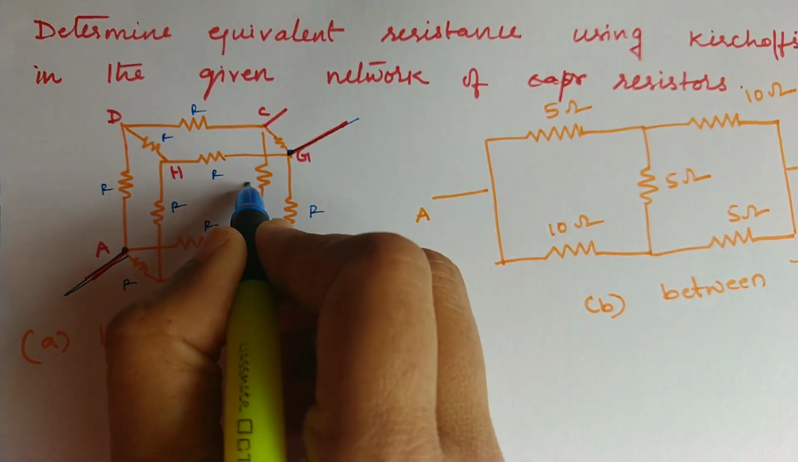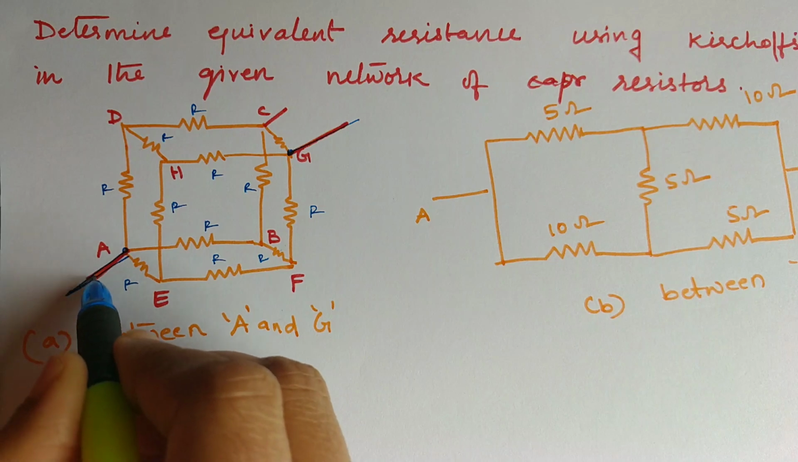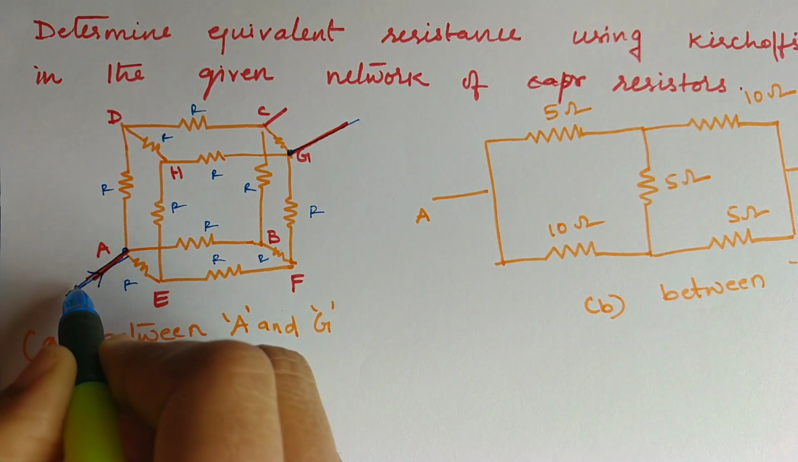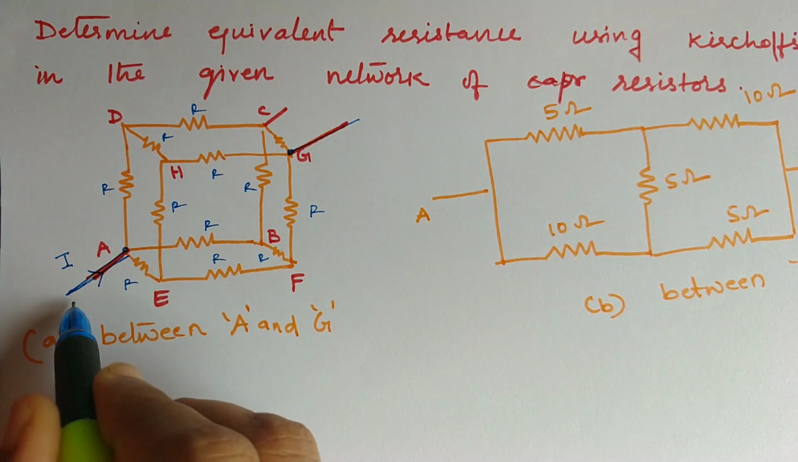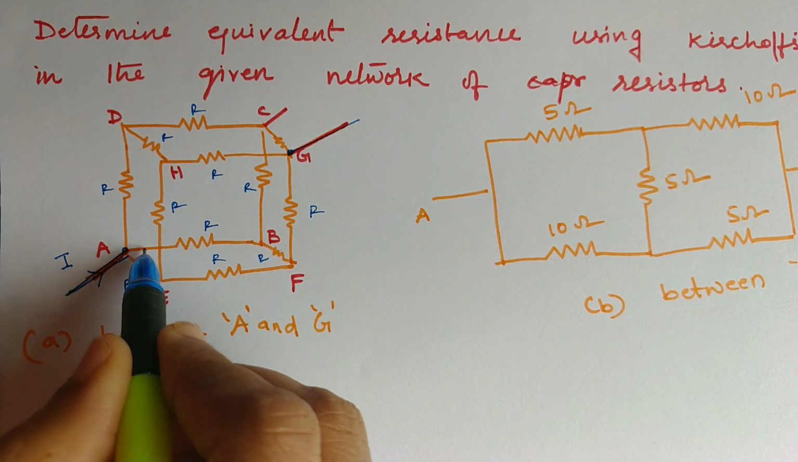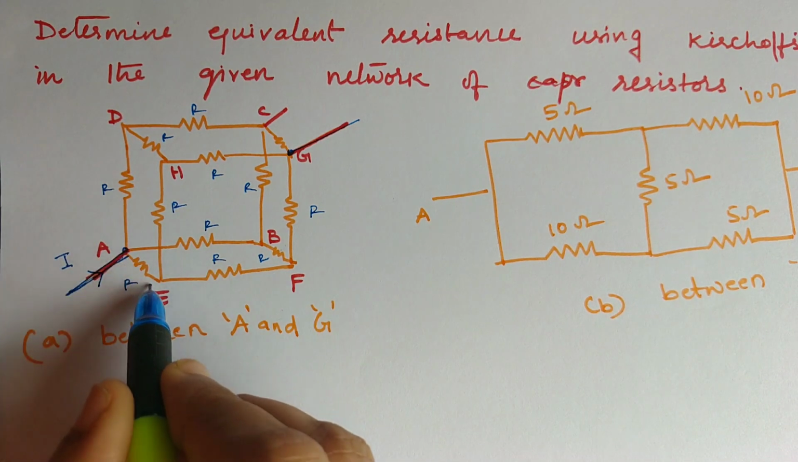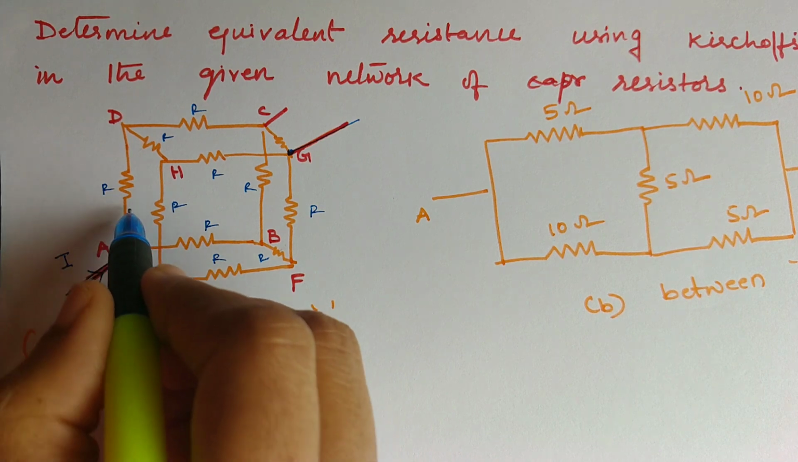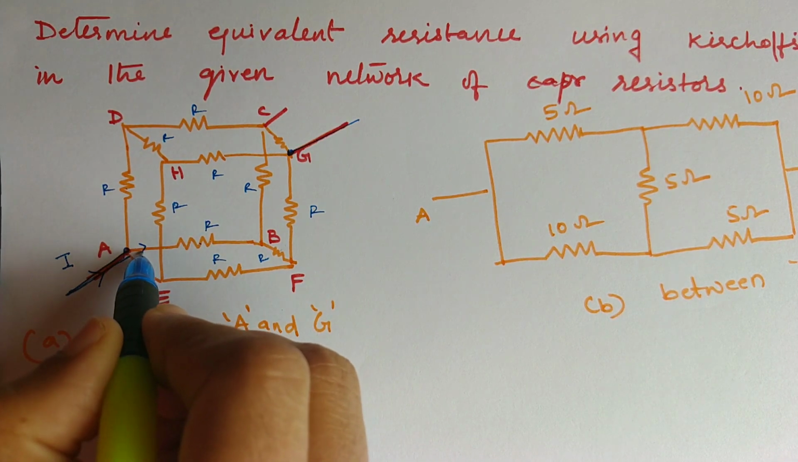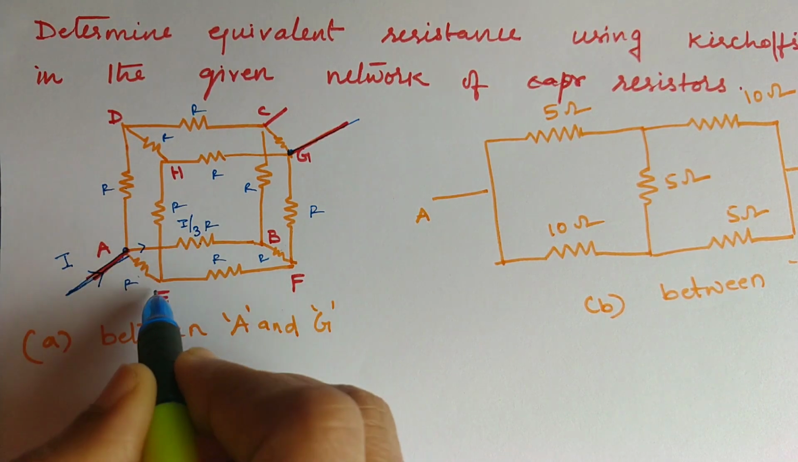So for calculating the resistance, start supplying the current from A. Let the current be I. What will happen to the current at this junction? It is divided into 3 equal parts because all the resistors are the same. I will take this current as I by 3.